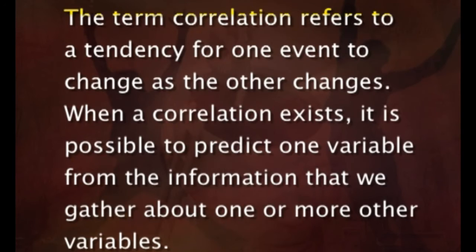At various times, one would have probably noticed that some events appear to be related to the occurrence of others. That is, as one event changes, there would be a change in another event too. For example, when interest rates rise, the stock market often falls. When two events such as these are related in this way, they are said to be correlated, or that a correlation exists between them. The term correlation refers to a tendency for one event to change as the other event changes. When a correlation exists, it is possible to predict one variable from the information that we gather about other variables.